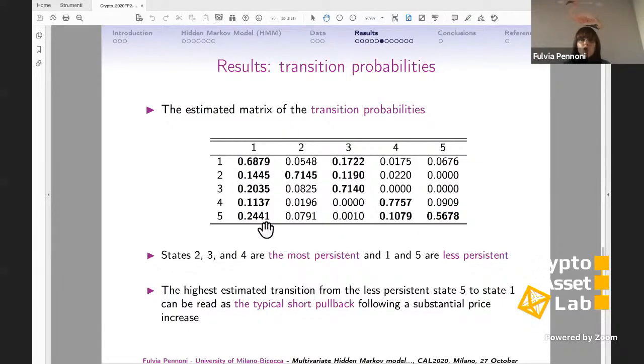So, the most persistent state is the fifth, and an important transition is between 5 and 1. Of course, the highest estimated transition, from the less persistent state 5 to state 1, can be read, for example, as the typical short pullback following a substantial price increase.